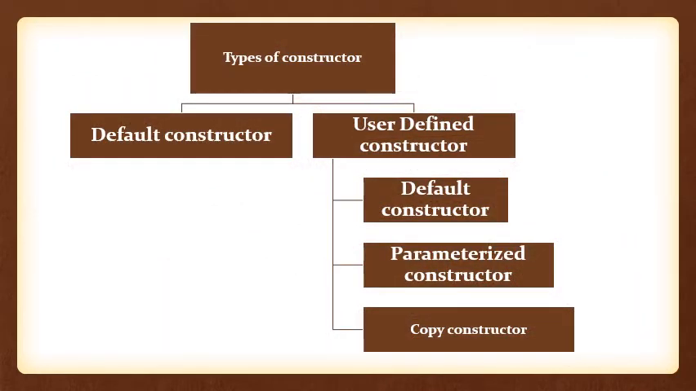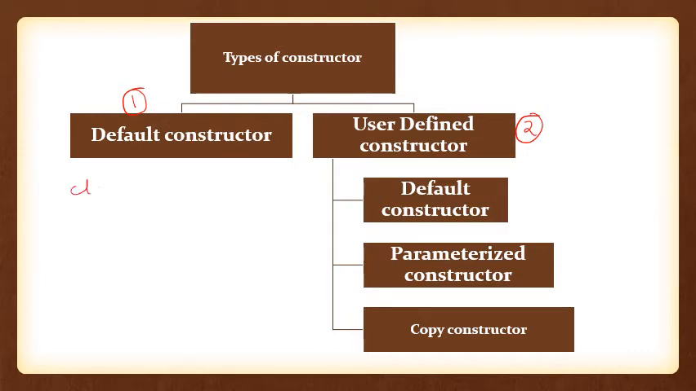Next topic is types of constructor. There are two types of constructor. The first one is the default constructor and the second one is the user defined constructor. Default: when no constructor is defined in a class, the Java compiler automatically creates a constructor, and that constructor is known as what? Default constructor.